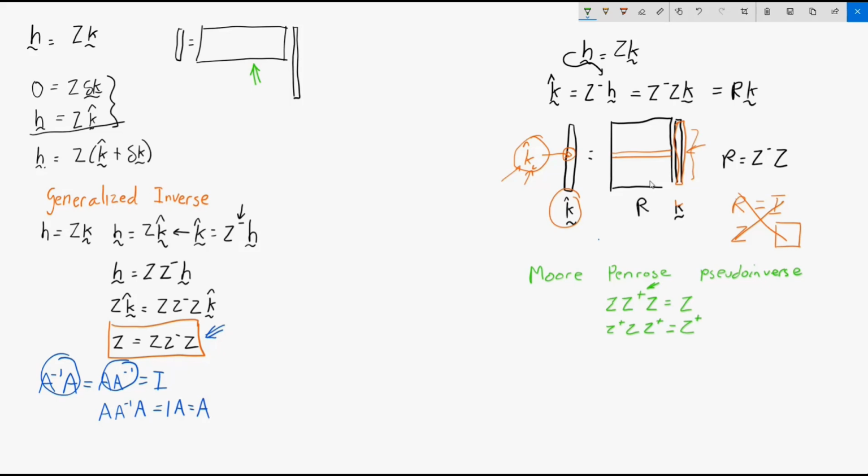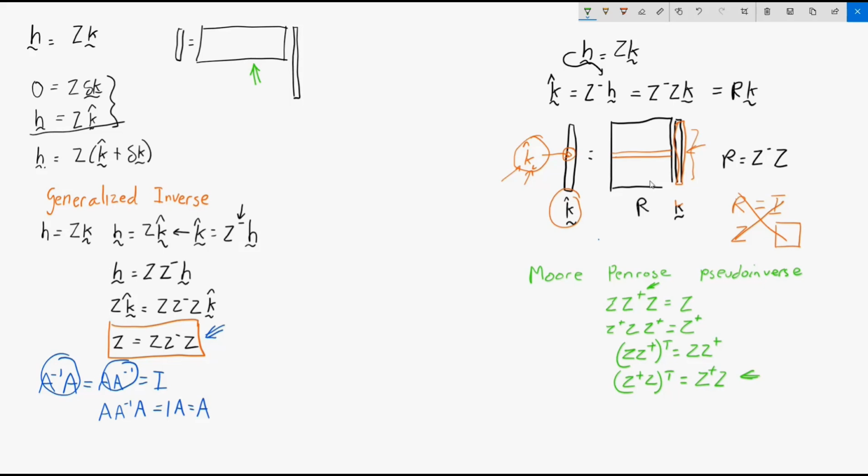Then we have two special relationships. ZZ plus transpose equals ZZ plus, and Z plus Z transpose equals Z plus Z. This says, of course, that the resolution matrix is symmetrical.